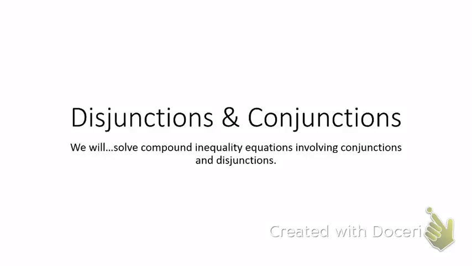Okay, so this is going to be our second set of notes in Chapter 2. We're going to be looking at what's called a disjunction and a conjunction. So we're going to be looking at solving what's called a compound inequality that's involving conjunctions and disjunctions. Just like the previous lesson, we're going to look at graphing those on a number line.